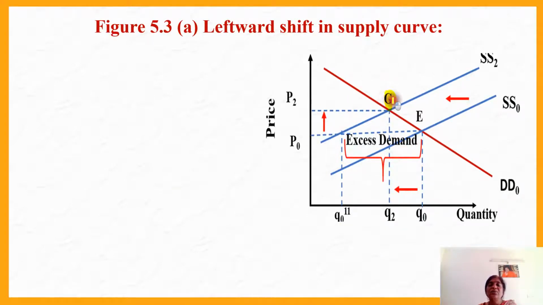You can see the new equilibrium because of the excess demand, because of the increase in price. We got a new equilibrium point because after the shift, SS2 cuts DD0 at this point. This is the new equilibrium point. At the new equilibrium point, you can see the price has gone up, that is P2 increased because of the shortage, and the quantity supplied after the shift declined from Q0 to Q2. Price has gone up, and the quantity declined.